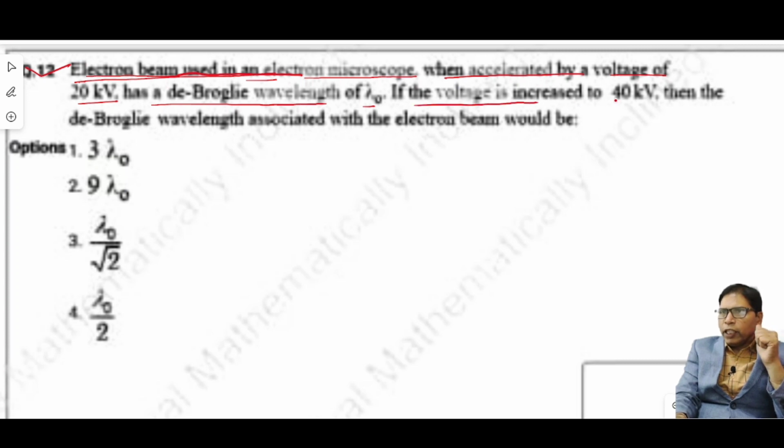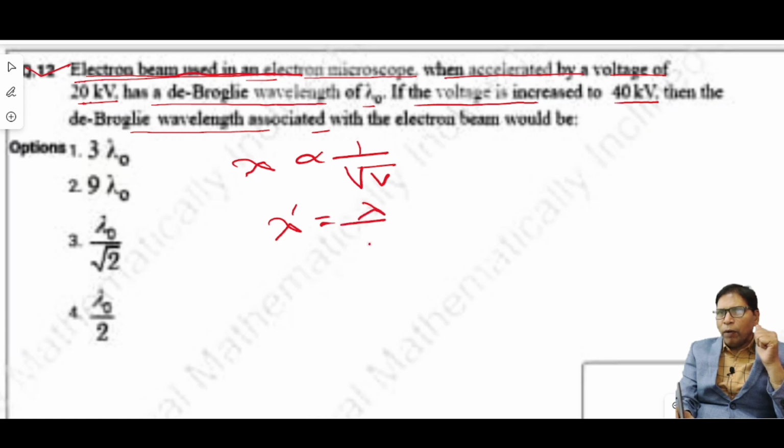If the voltage increases to 40 kilovolt, then what will the de Broglie wavelength be? We know lambda is equal to 1 by root under V. Now V is increased from 20 volt to 40 volt. So lambda dash becomes lambda by root 2. Okay, now look at this, option 3 is correct.